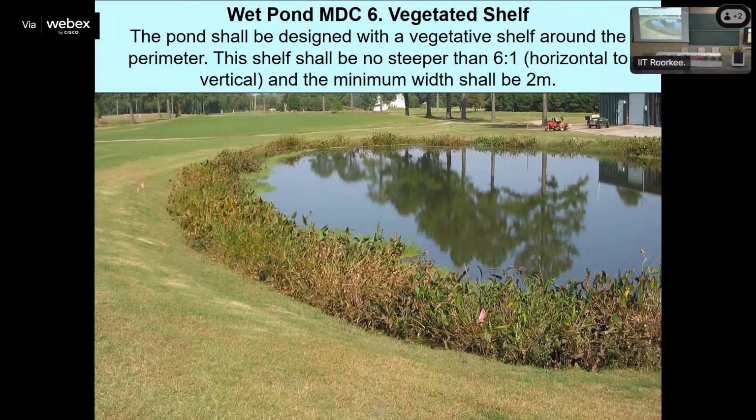What's that? For security. For security, yes, that is a benefit. And so the security is, if you have vegetation growing, it tends to be a way to keep people out. If you don't want people to go into the pond, then you put a ring of vegetation on there and it keeps them out. Very good. I'm going to talk about why the shelf is 6 feet or 2 meters in a second.